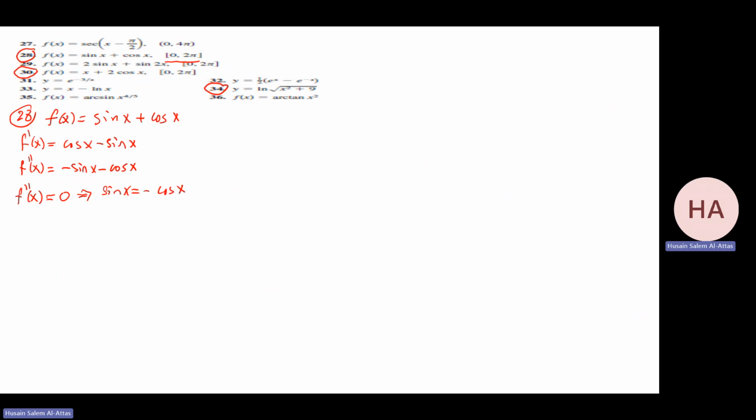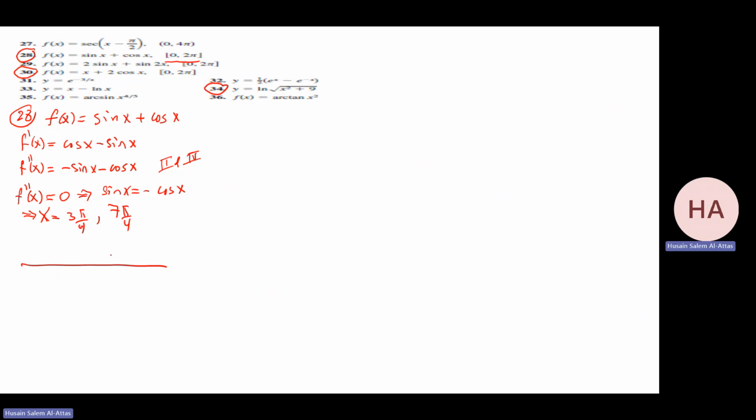Sine and cosine are equal in magnitude, and the difference is only the sign. So that happens in the second and fourth quadrants, and we have only one cycle. So this happens at x equals what? 3 pi over 4, since the reference angle is pi over 4, in the second quadrant, and 7 pi over 4 in the fourth quadrant.